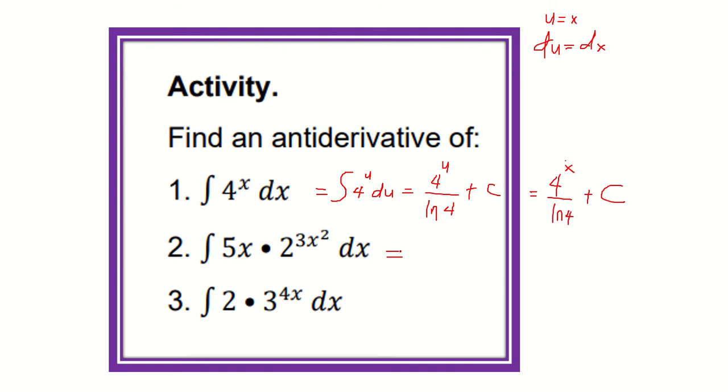Since this is a product, what will we do? Separate it. 5x dx, and then the other one times the integral of 2 to the 3x squared dx. So that is equivalent to 5x squared over 2.